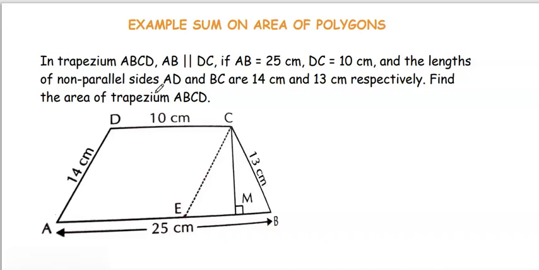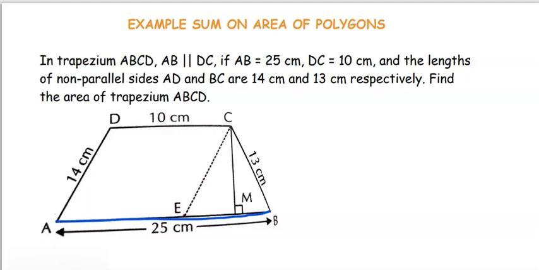In this example sum, in trapezium ABCD, follow the figure. AB is parallel to CD. Here this AB side is parallel to CD side. These two sides are parallel. I am showing with an arrow mark.